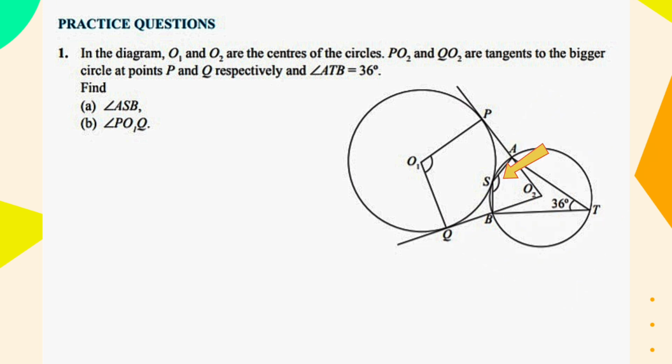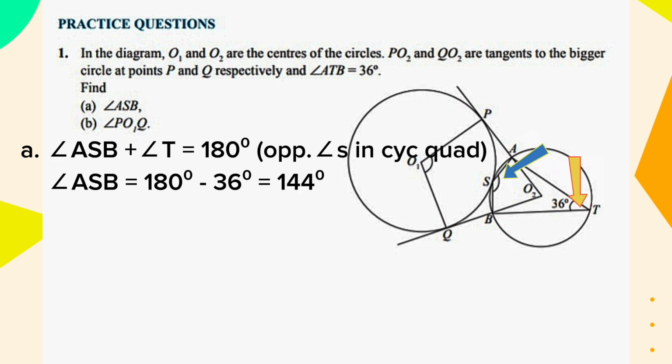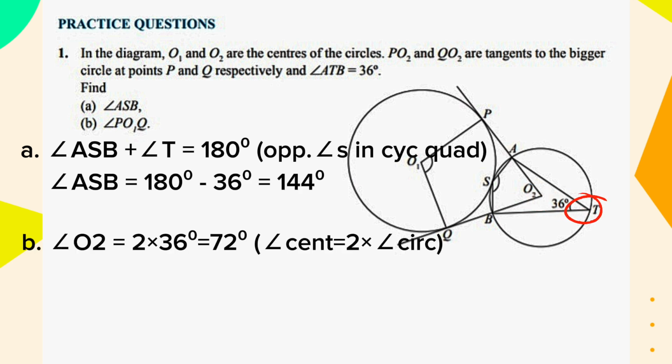Then angle S plus angle T is equal to 180 degrees. Angle S plus 36 degrees equals 180 degrees. And we get angle ASB is 144 degrees. Then we see the angle O2 is angle at center, which is 2 times angle at circumference. Angle O2 equals 72 degrees.